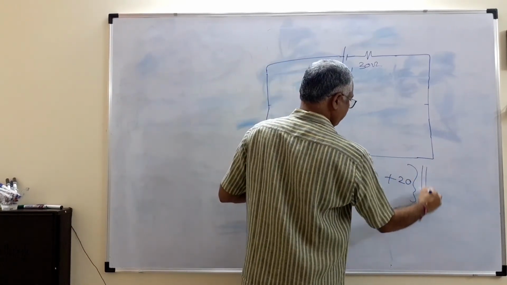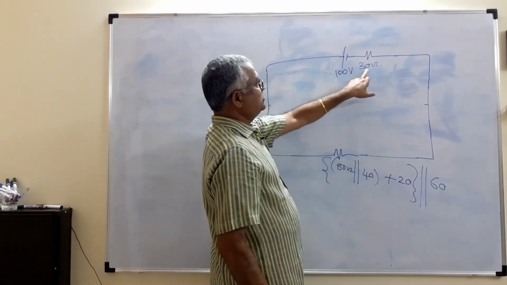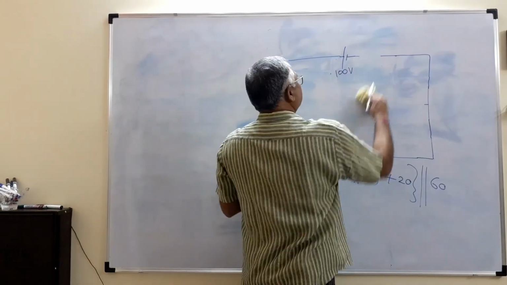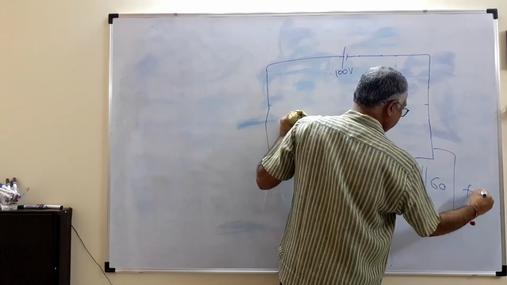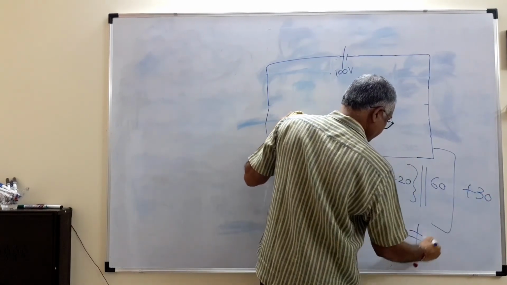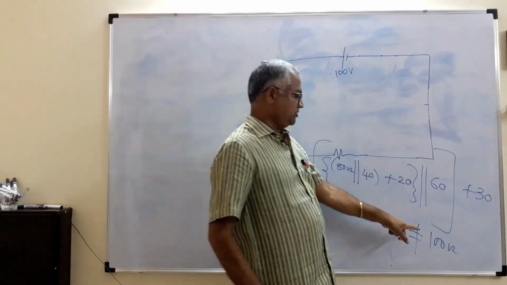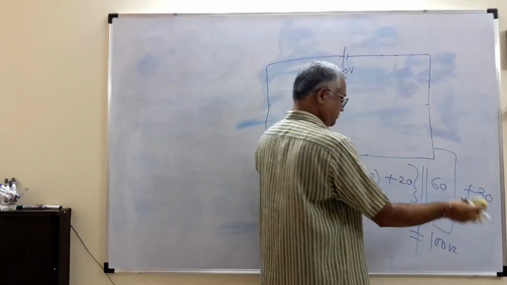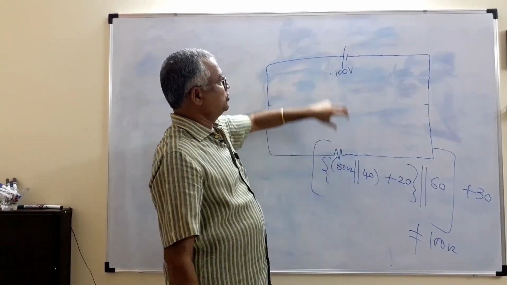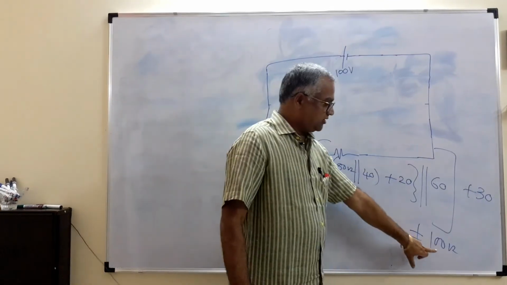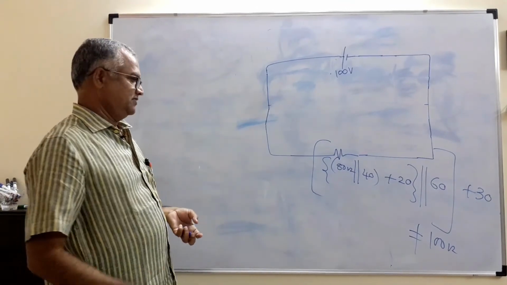Now remove this. That is parallel with 60. Then this equivalent value is in series with 30. This 30, remove, then add with 30. This answer is not 100 ohms. Previously we got 100 ohms. Now it is not 100, some other value will come. So what is changing mainly? The source location changed, so the R equivalent answer changed. Accordingly, all these answers will also change.